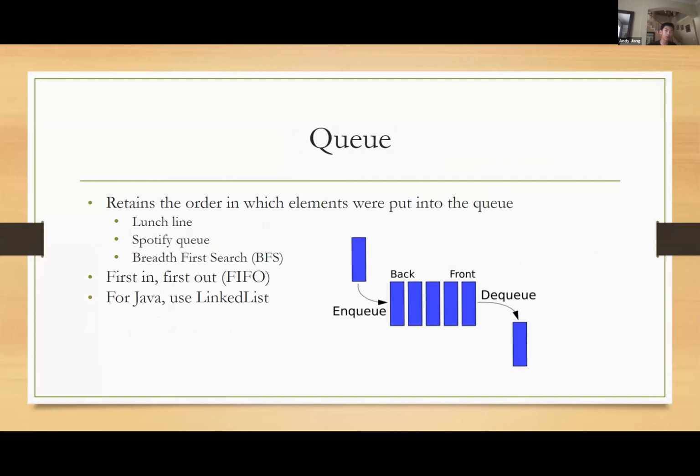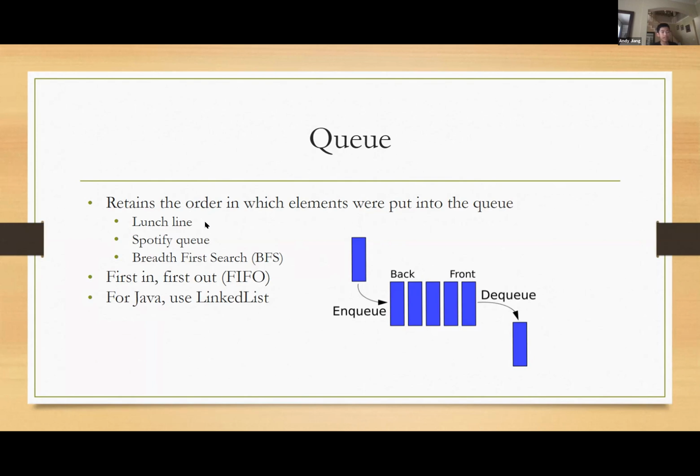Now queues are a very common thing you'll see throughout all programming languages. Most programming languages have an implementation of a queue. It retains the order in which elements were put into the queue. Here's a good image I found. Again, I didn't create this, I found it online. The term for putting an element into a queue is enqueue, and taking it out is dequeue.